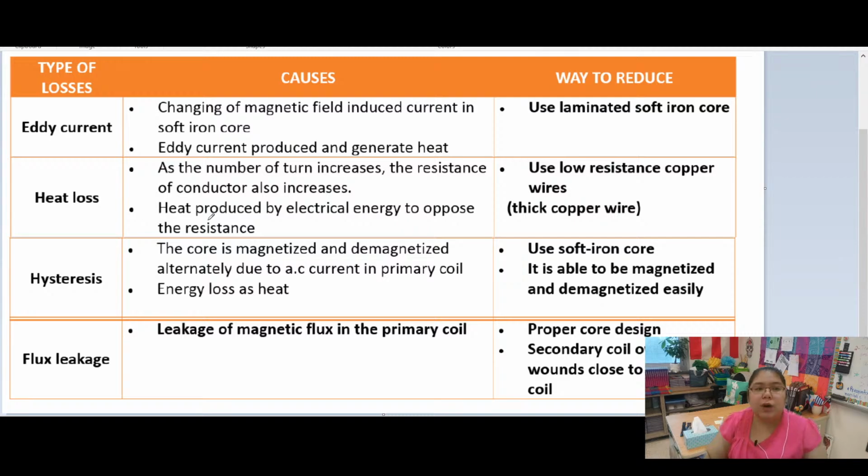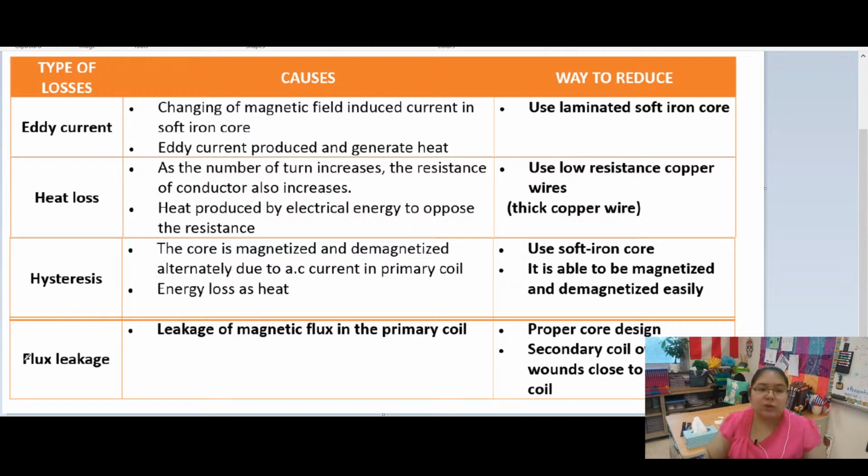So how do we solve this problem? We use low resistance copper wire, or you can say thick copper wire. Then the hysteresis. How will hysteresis lose energy? It is caused by magnetizing and demagnetizing alternately due to the alternating current in the primary coil. Energy will be lost as heat. So how to solve it? Use the soft iron core. It is able to magnetize and demagnetize easily.